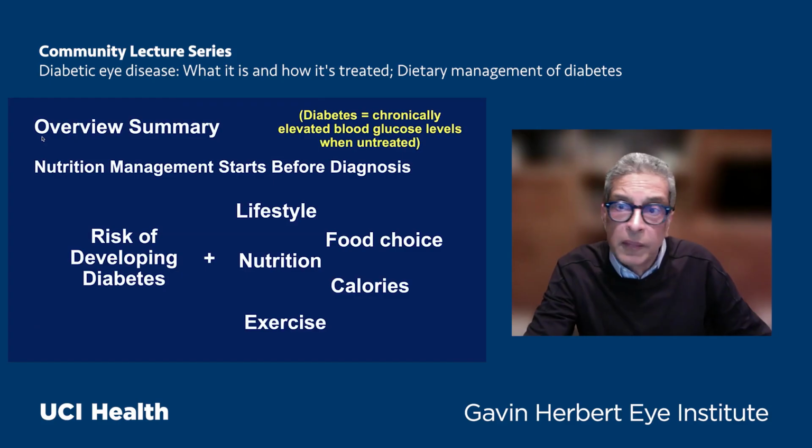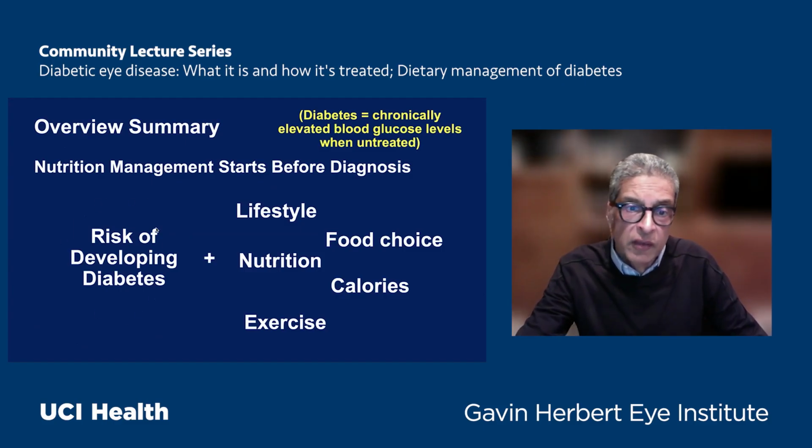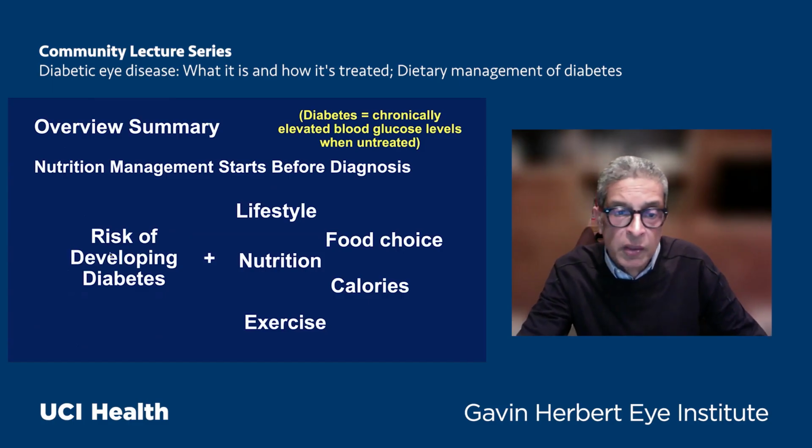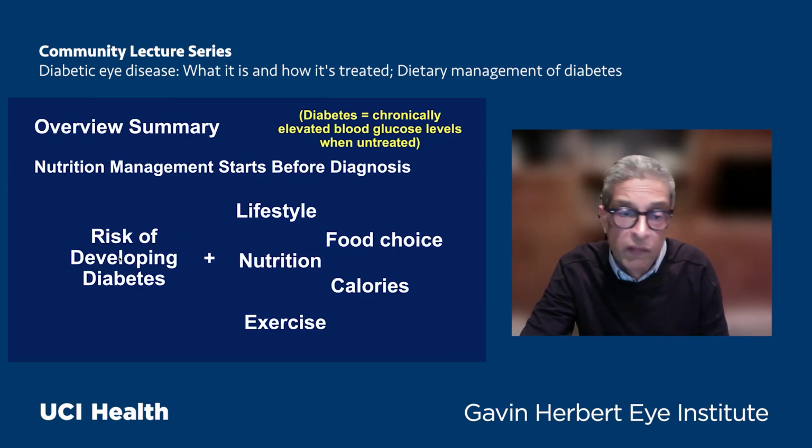And so, as a summary of this overview that I just gave you, nutritional management essentially starts before the diagnosis of diabetes. And we have 2 components. We have the risk of developing diabetes, and that is mainly at the level of the pancreas and the insulin production. We cannot do much for that with nutritional intervention. We can do something with drugs and pharmacotherapy and increasing the insulin output. On the other side, we have lifestyle, which essentially is exercise and nutrition.